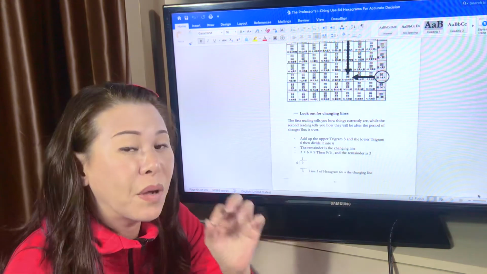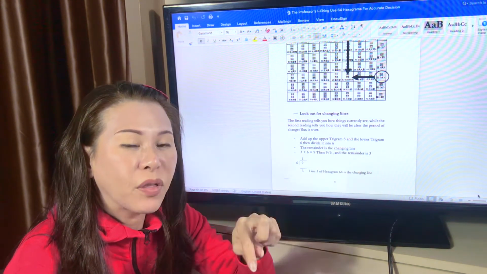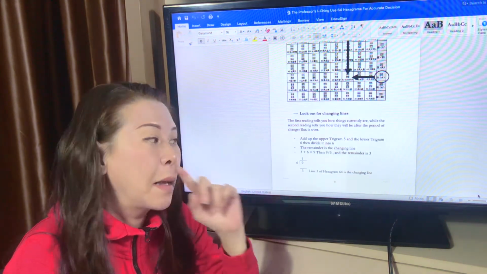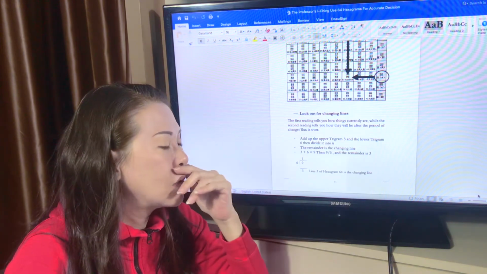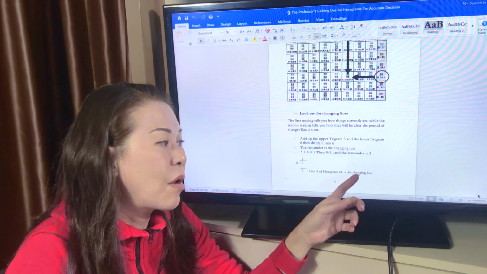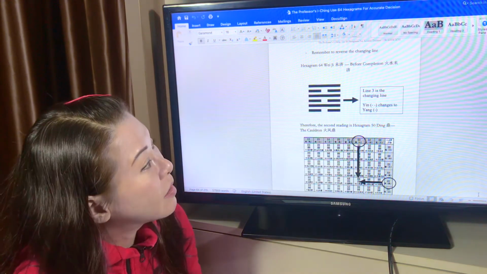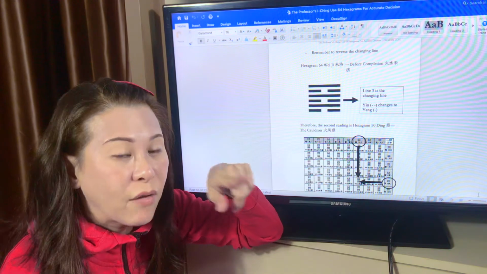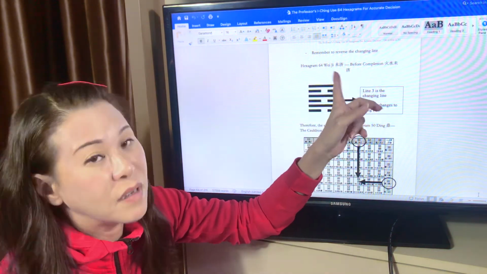So it is line number 3 of the 64 hexagram, the third line from the bottom up. Refer to my previous video if you don't understand. We always plot from below up, so the first line is always the bottom line. Line 3 of the hexagram is the changing line. Remember to reverse the changing line. 64 is the original hexagram, before completion.